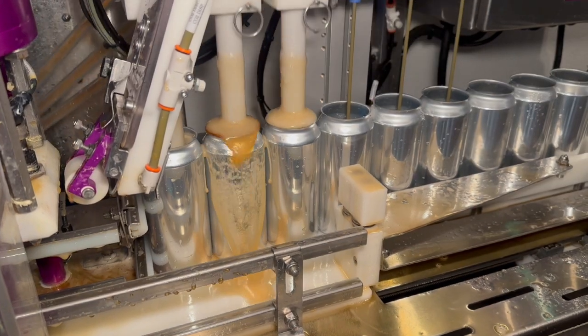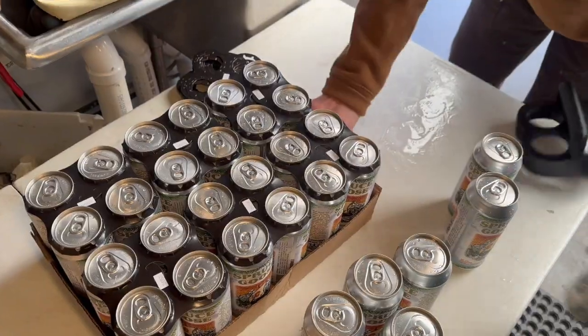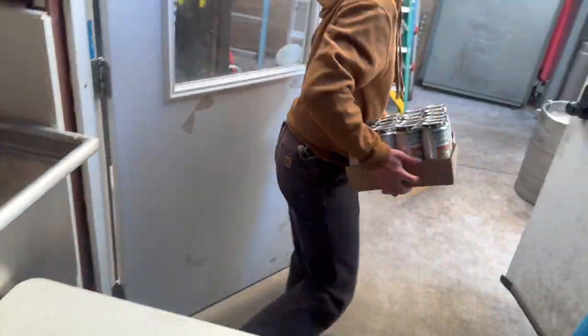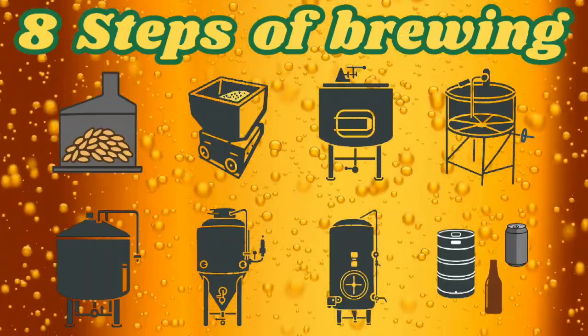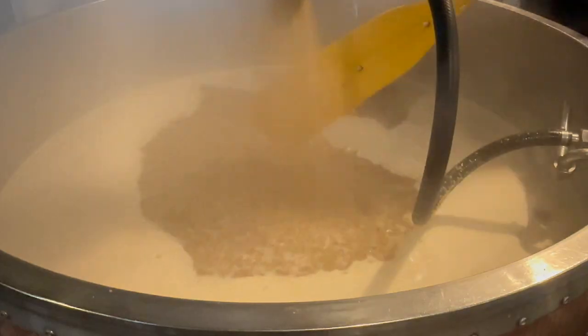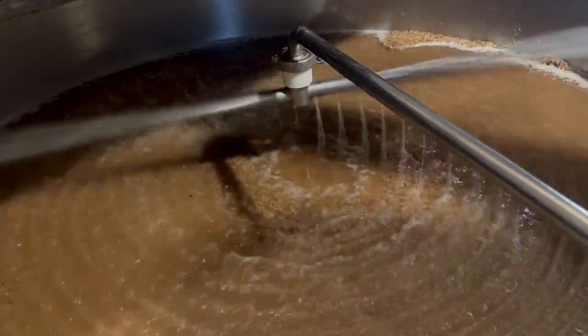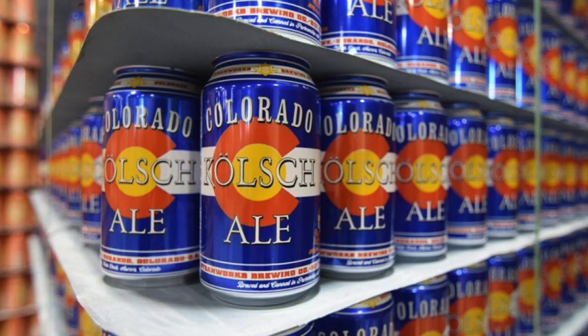Cans and kegs are filled directly from the bright tanks, ensuring the same freshness and quality in every package that leaves the brewery. And that's the brewing process, from malt to finished beer. Each step, each vessel, and each ingredient plays a critical role in creating one of the world's greatest beverages, beer.